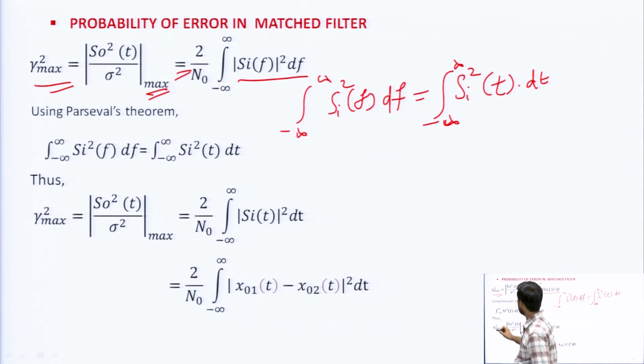Thus, gamma maximum square equals s naught of T whole square divided by sigma square maximum, equal to 2 by N naught. Instead of psi of f, I can also write psi of t whole square dt using Parseval's theorem. So I can write 2 by N naught integration from minus infinity to infinity. What is psi of t? In the previous lecture, we saw that in the optimal filter case, psi of t is nothing but x naught 1 of t minus x naught 2 of t. This is psi of t: x naught 1 of t minus x naught 2 of t.